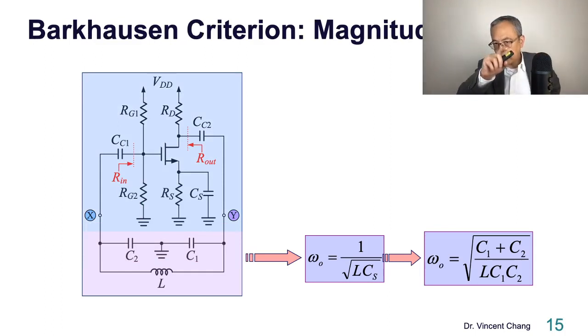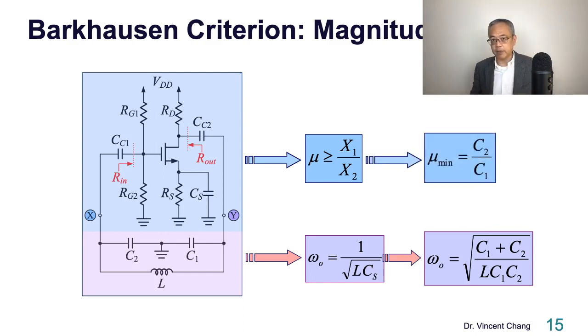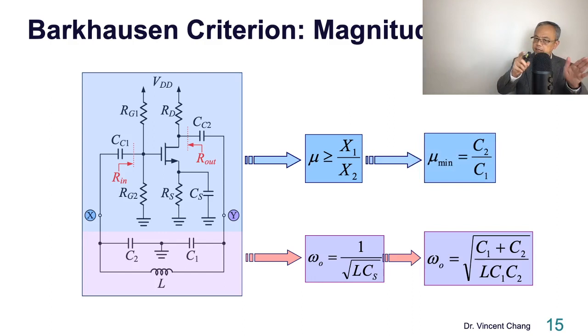As for the Barkhausen magnitude criterion, remember the X1 divided by X2. The reactance of a capacitance is inversely proportional to the capacitor's value. So for the capacitors, it becomes what? C2 divided by C1. That's the minimum gain to start a Colpitts oscillator.